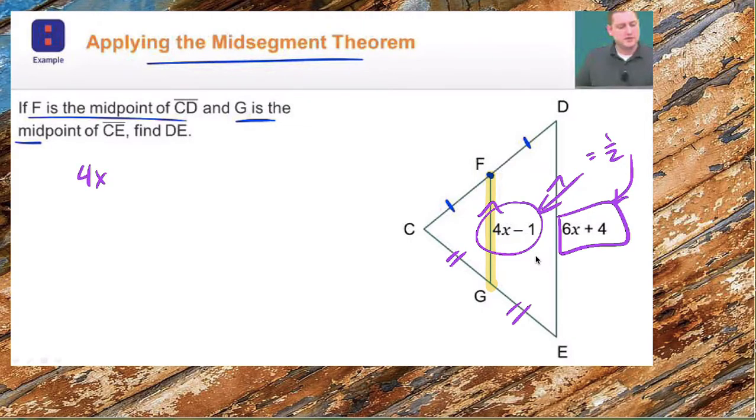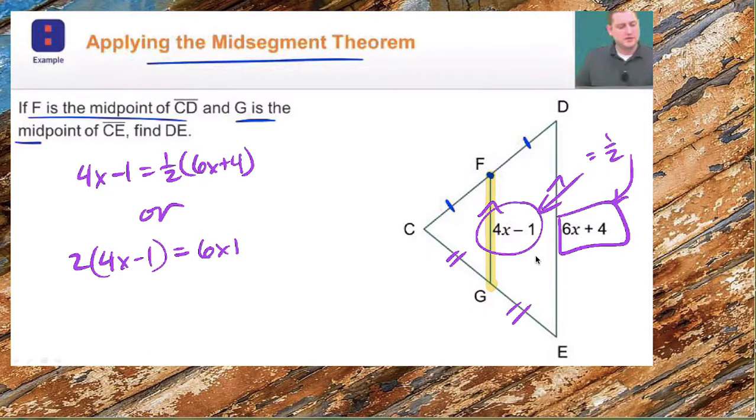You could write 4x minus 1 equals 1/2 times (6x plus 4), or you could say 4x minus 1 times 2 equals 6x plus 4. They're going to do the pledge, so I'm going to end that here. You would solve for x and have your answer.